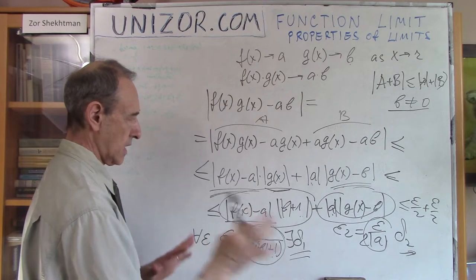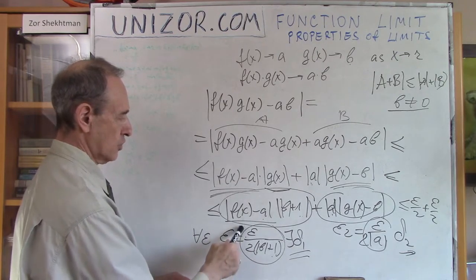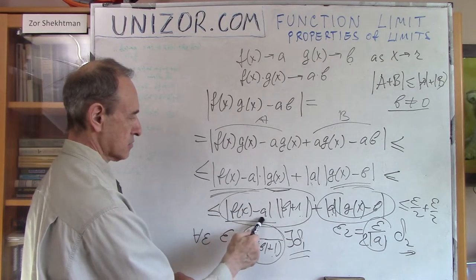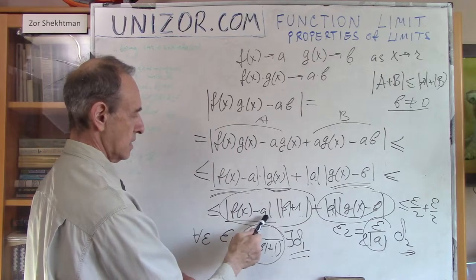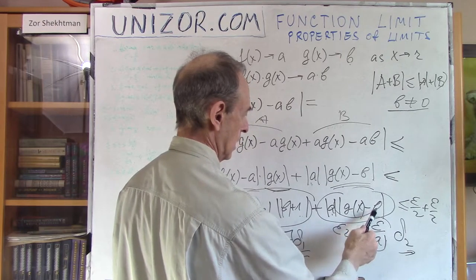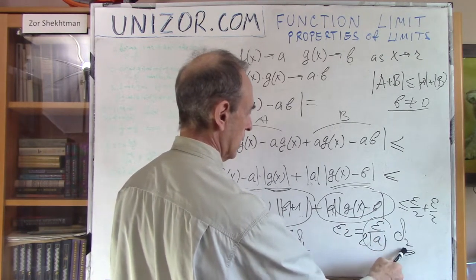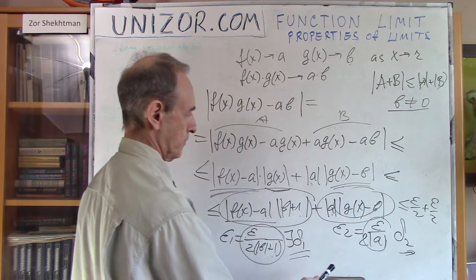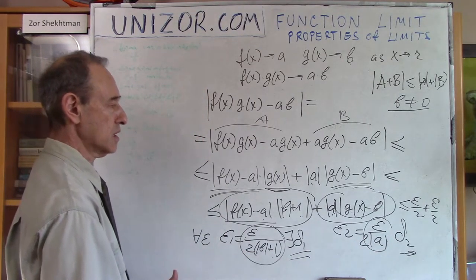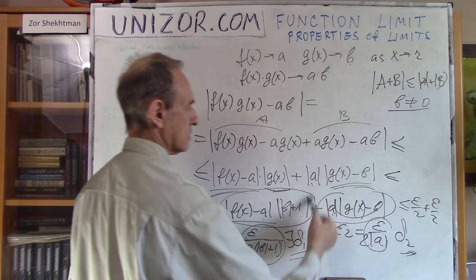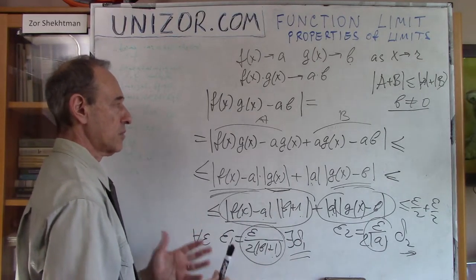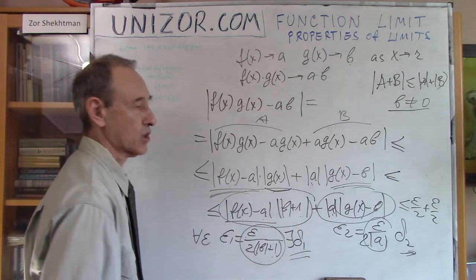So again, for any epsilon, I choose epsilon 1 and find, from convergence of f at x to a, delta 1 when this is smaller than this. Then, using convergence of g of x to b, I choose for epsilon 2 equal to this one, delta 2, such that this is true. And then the minimum between delta 1 and delta 2 is the delta which I need, because then this is less than epsilon over 2 and this is epsilon over 2, so the sum would be equal to epsilon, whatever I need. So what's difficult about this? Just this trick. Everything else is just trivial inequalities.